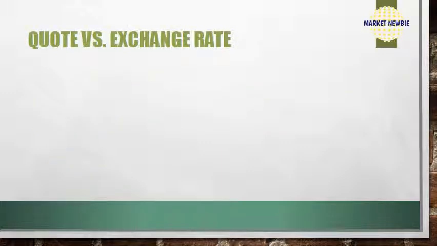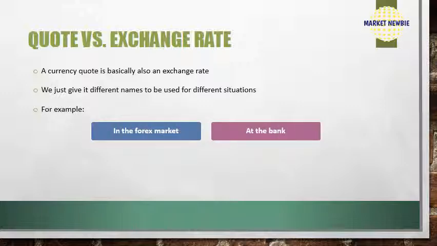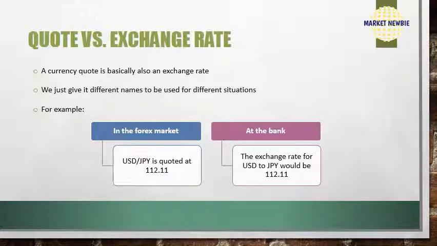Does the currency quote look somewhat familiar? Is it kind of like the exchange rate? Are they actually the same or different? Our currency quote is basically an exchange rate. We just give it different names to be used for different situations. For example, in the Forex market, the USD Japanese yen currency quote is quoted at 112.11. At the bank, the exchange rate for USD to Japanese yen would be the same number.